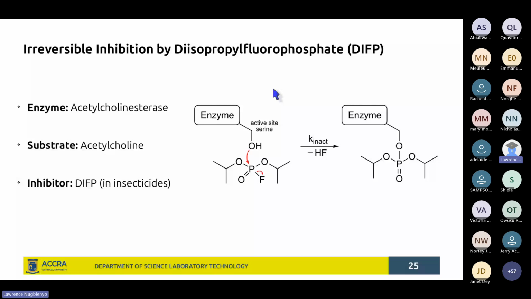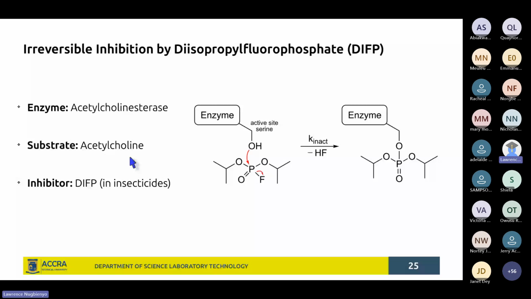It's like an active ingredient in insecticides, and this acts on the enzyme acetylcholine esterase. Acetylcholine esterase, even for us humans, is responsible for muscle contraction and relaxation, so movement of the muscles. And the substrate for acetylcholine esterase is acetylcholine, which acts as a neurotransmitter. It sends signals to the muscle cells to contract and relax.